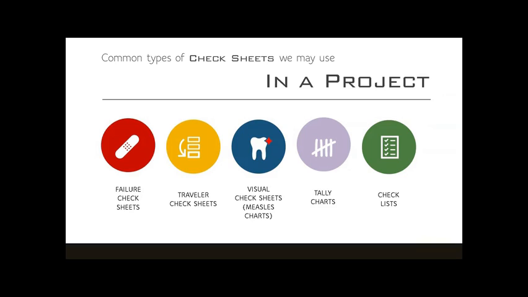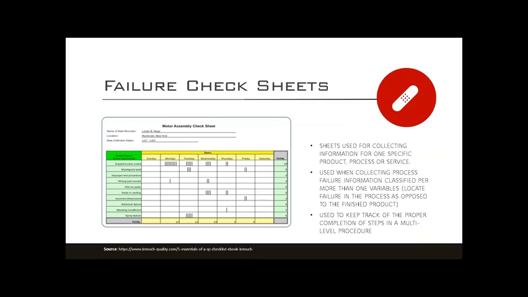The most common types of check sheets we would use in a project we can identify as the following 5 basic ones. It's the failure check sheets, the traveler check sheets, visual check sheets or measles charts, tally charts, and checklists. The failure check sheets are used for collecting information on one specific product, process, or service. They are used when collecting process failure information classified per more than one variable, as to locate failure in the process as opposed to the finished product.